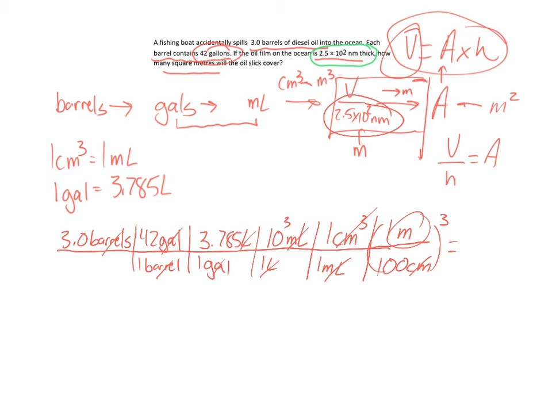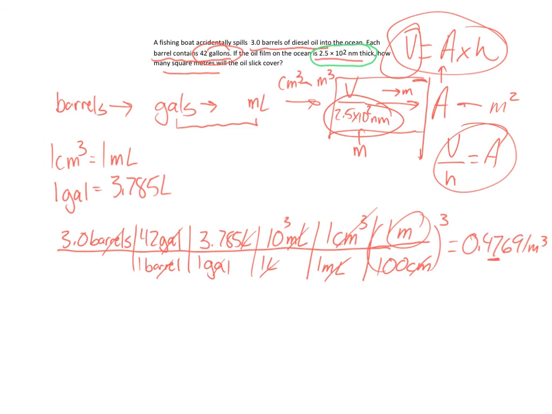So at this point, I multiply everything across the top, divide by everything on the bottom, and I get 0.47691 meters cubed. I need to check my sig figs before I move on. So 7 is my last sig fig. Now this isn't my final answer because I need to be in meters squared.